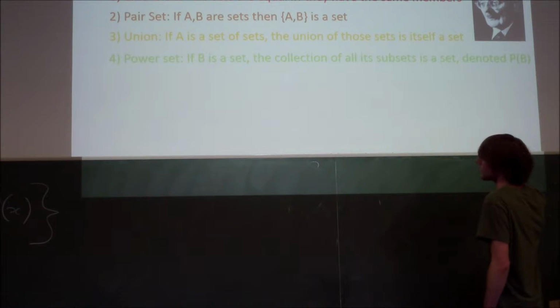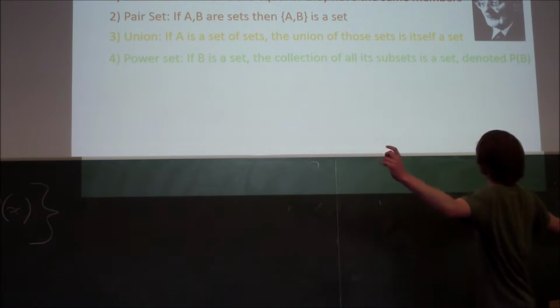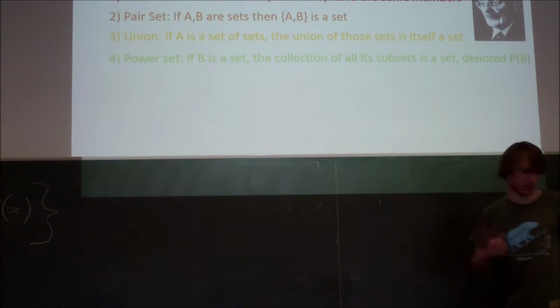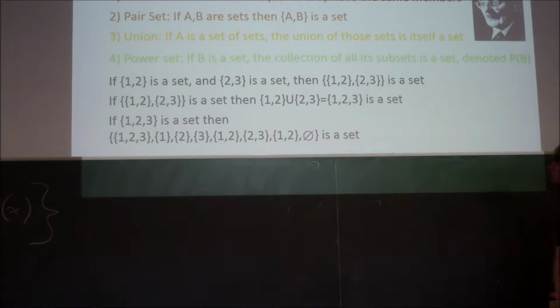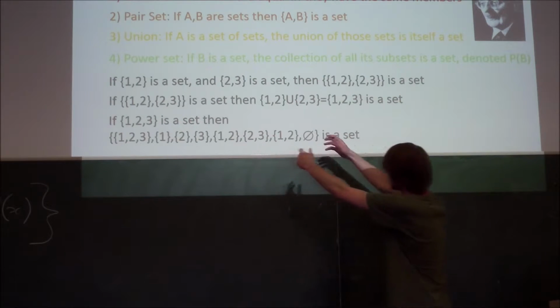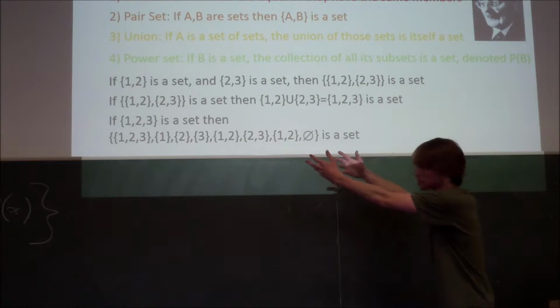And the fourth axiom, the power set axiom, is a bit more confusing, but says that if B is a set, then the collection of all of the subsets of B is a set, and we denote it P(B) for short. So for an example, we can take {1,2} and {2,3}, suppose they're sets.